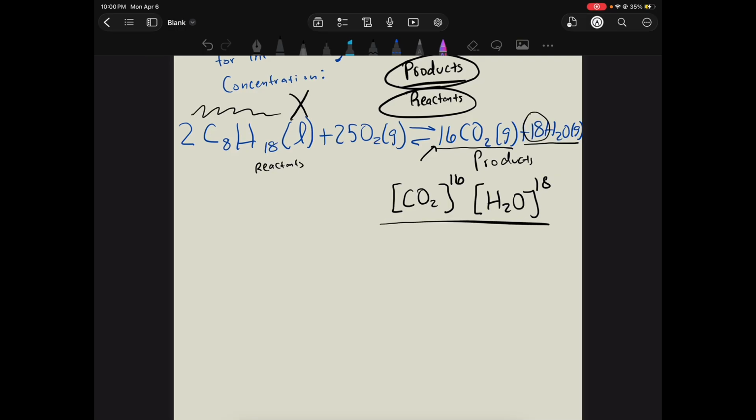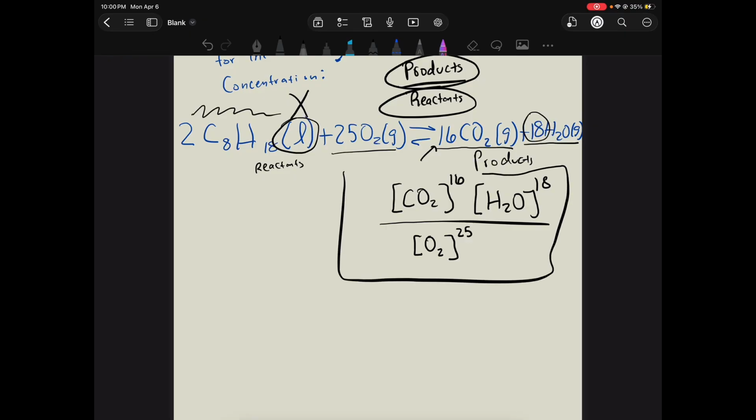Now we divide all by the reactants. We see here this is a liquid, 2C8H18, so we disregard it because it's a liquid. Next one here is 25 O2 gaseous. Since this is gaseous, this is fine to use. So we do O2 to the power of 25, because we turn that coefficient into an exponent. So this simply would be our answer to find the expression.